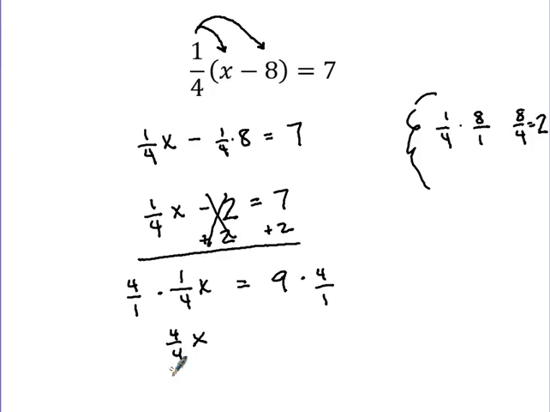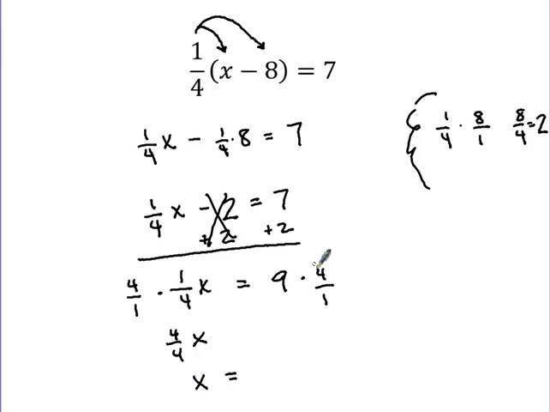4/4 is just a 1, or just plain old x. And that's exactly what we wanted. We didn't want 1/4 x's. We wanted 1 x. And that's what multiplying this side by the inverse does. It gives us 1 x. Now let's talk about the right side.